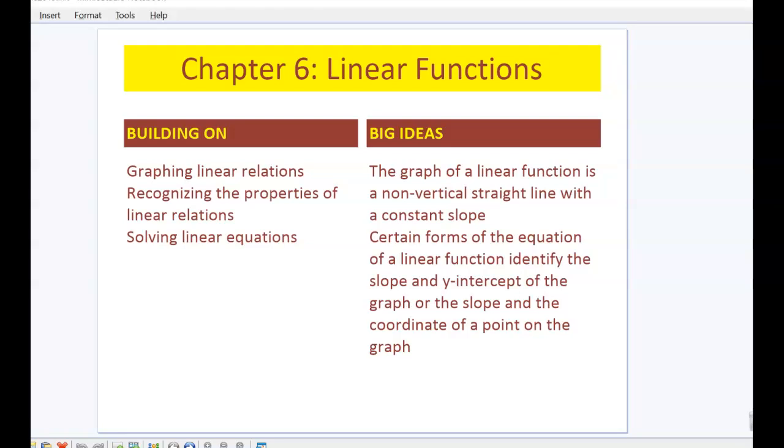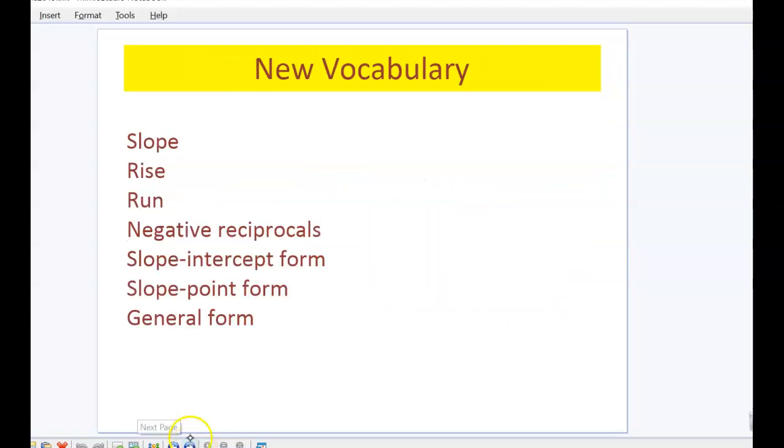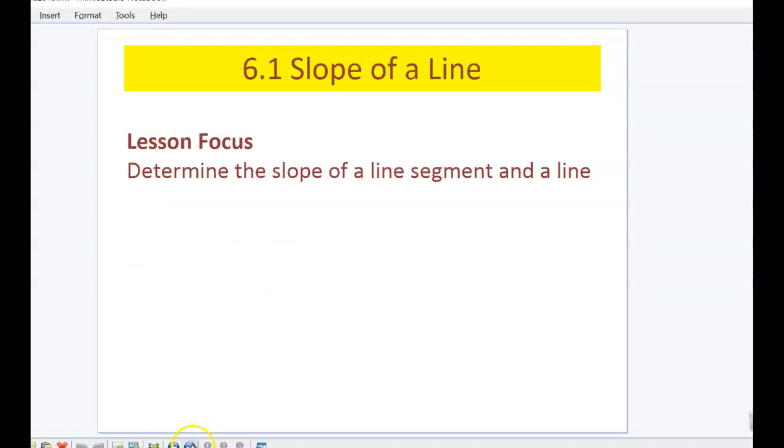In Chapter 6, we're going to study linear functions. And we're going to build off some of the properties we learned in Chapter 5 on linear relations. Here's a list of some of the new vocabulary words we'll learn throughout this unit.